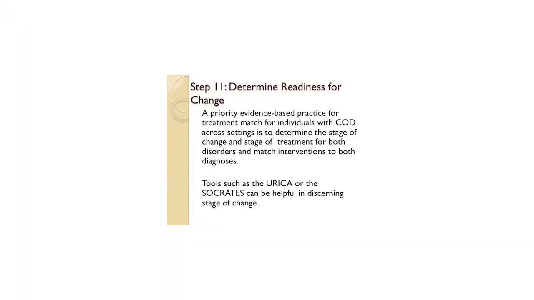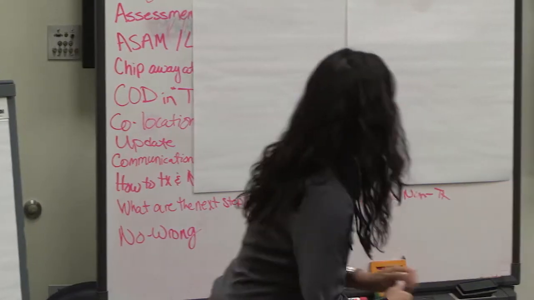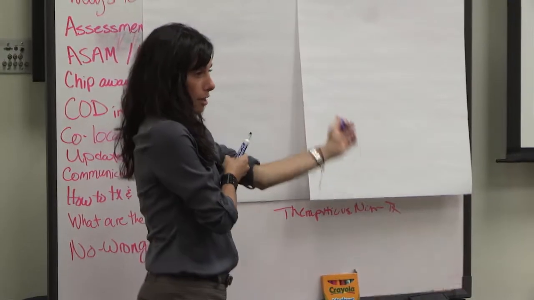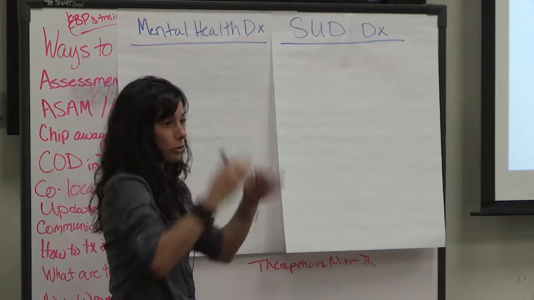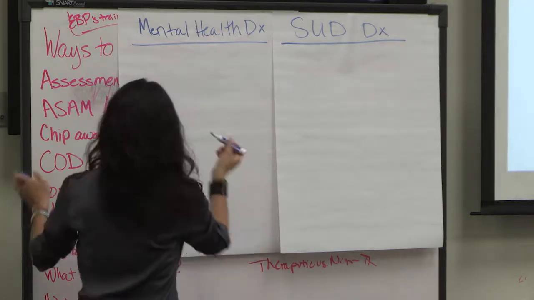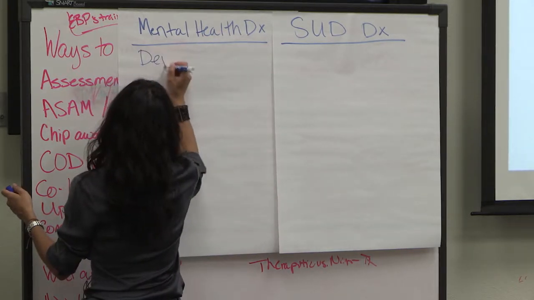So readiness to change. Evidence-based practice says that we need to match our treatment interventions to the stage of change for both disorders. So this is a little bit of how this works. You have an individual that comes in and you've already diagnosed them with a mental health disorder. So throw out a mental health disorder. Depression. Okay, so here they have depression.